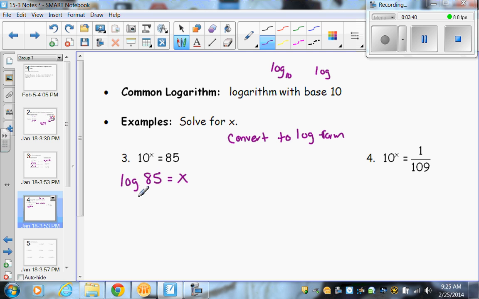the exponent. On your calculator, you should have a button about 3 buttons up from the on switch. It says log. So now you can just hit the log and type in 85 and hit enter. And you should get that x is about 1.929.